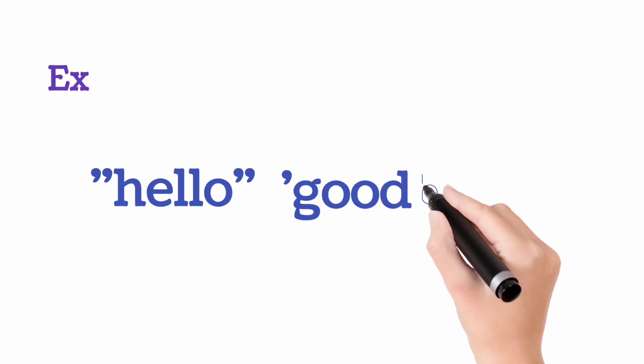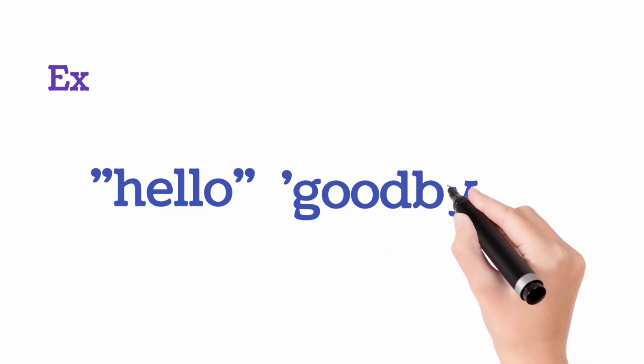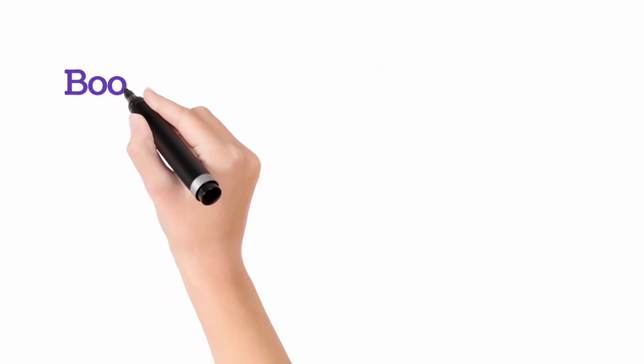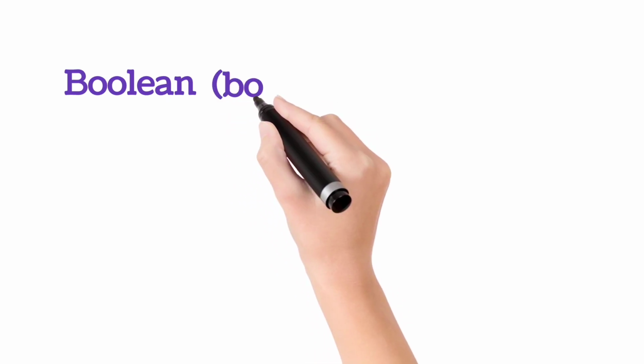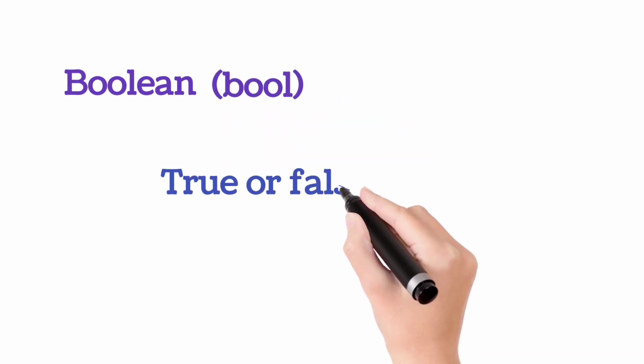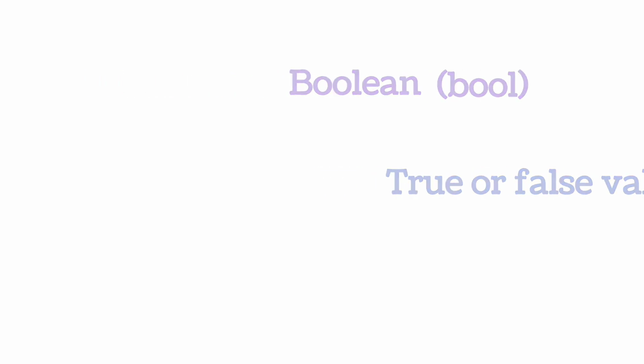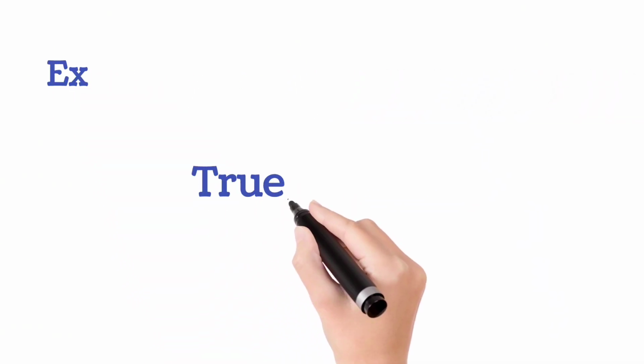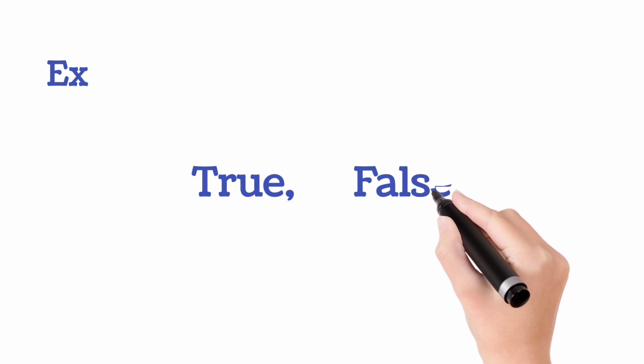And then the last data type we are going to talk about in this tutorial is Boolean, which is represented as bool. It simply means true or false. Example, a statement can be true or false.